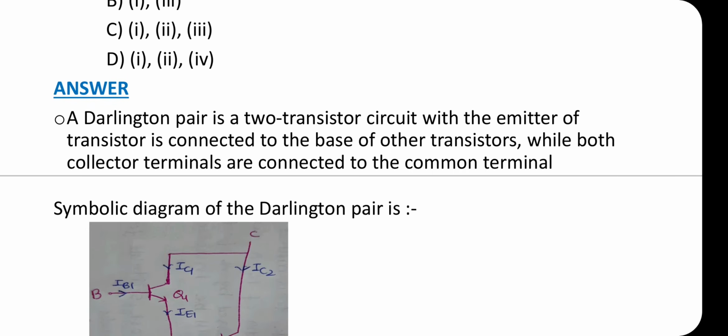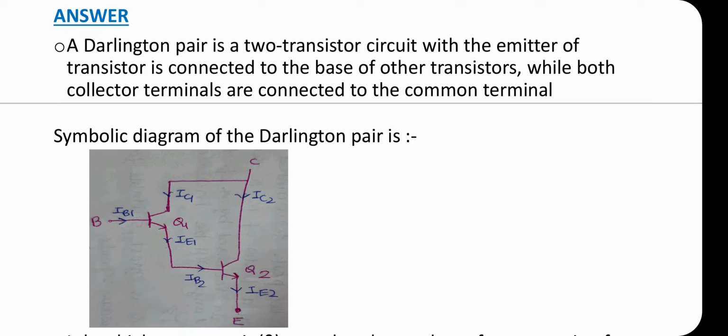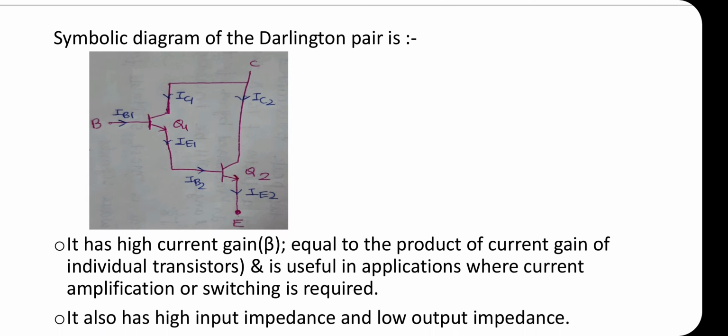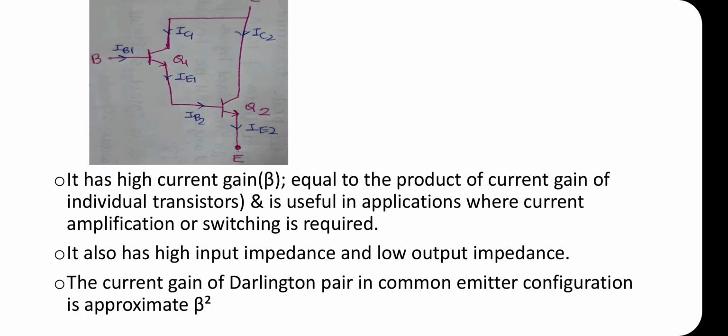A Darlington pair is a two-transistor circuit with the emitter of one transistor connected to the base of the other transistor, while both collector terminals are connected to the common terminal. Symbolic diagram of Darlington pair is shown here. It has high current gain beta equal to the product of current gain of individual transistors, and is useful in applications where current amplification or switching is required. It also has high input impedance and low output impedance. The current gain of Darlington pair in common emitter configuration is approximately beta square.